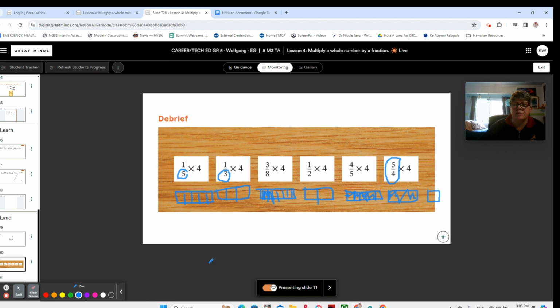yeah, 2/10 is going to be smaller than 9/10, which definitely is going to be smaller than 11/10, right?